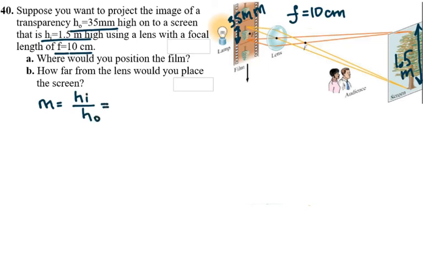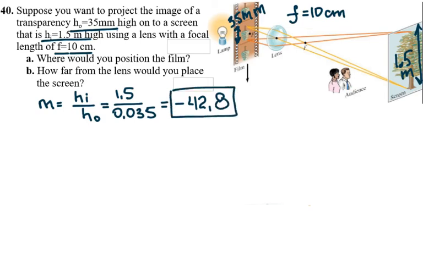And hi is 1.5 and ho is 0.035. I have to convert into meters, and that will give me negative, because I know that it is inverted, so the image is going to be negative. So I have negative, and the number is 42.8. So the image is going to be inverted compared to the object, and it is 42.8 times bigger.